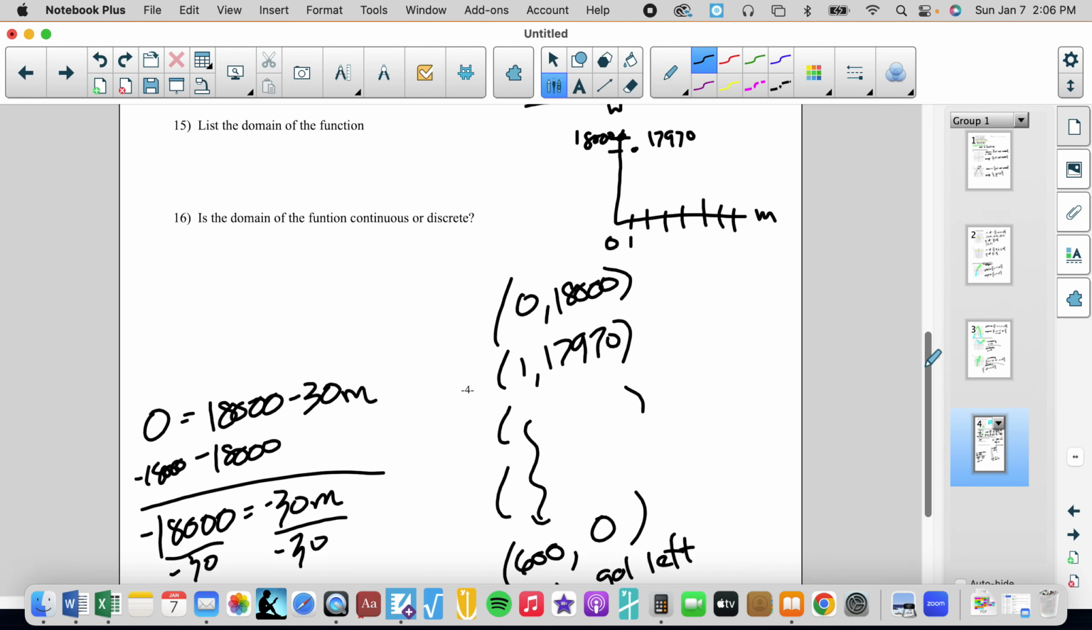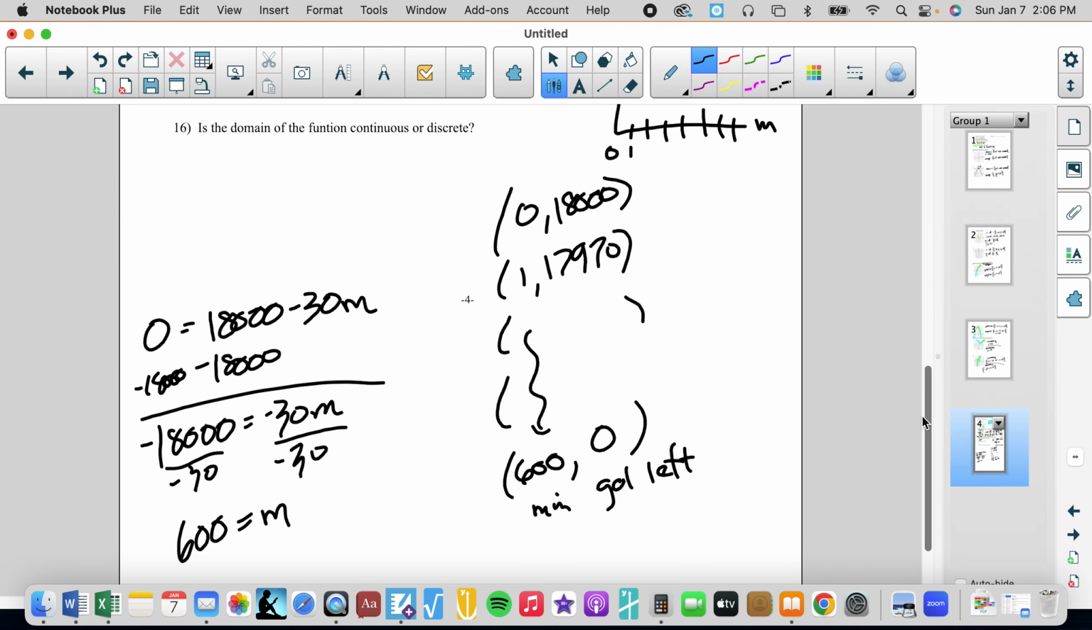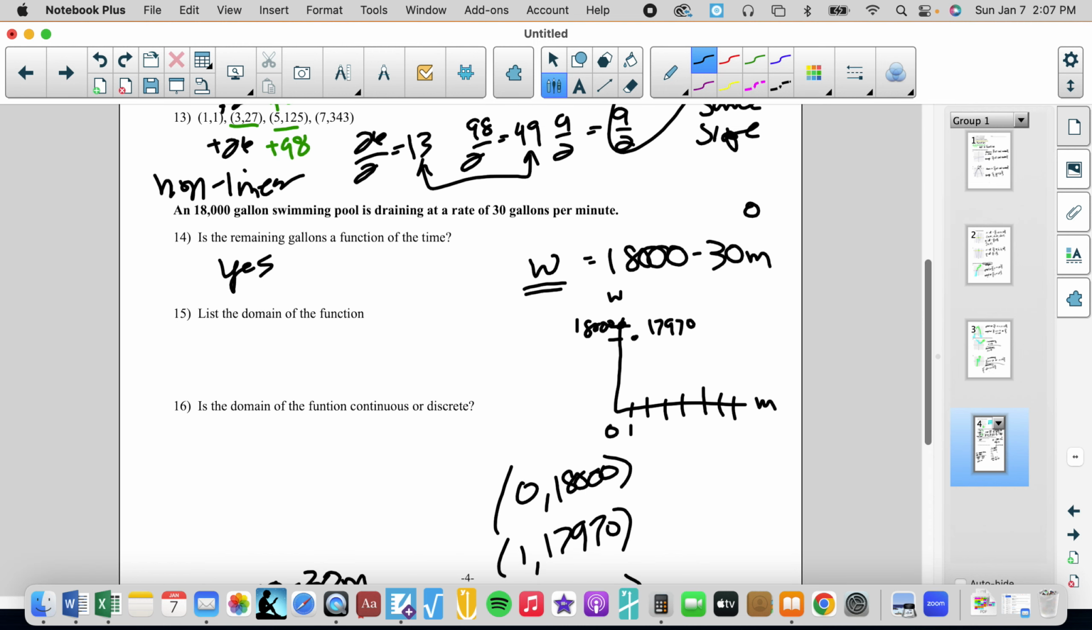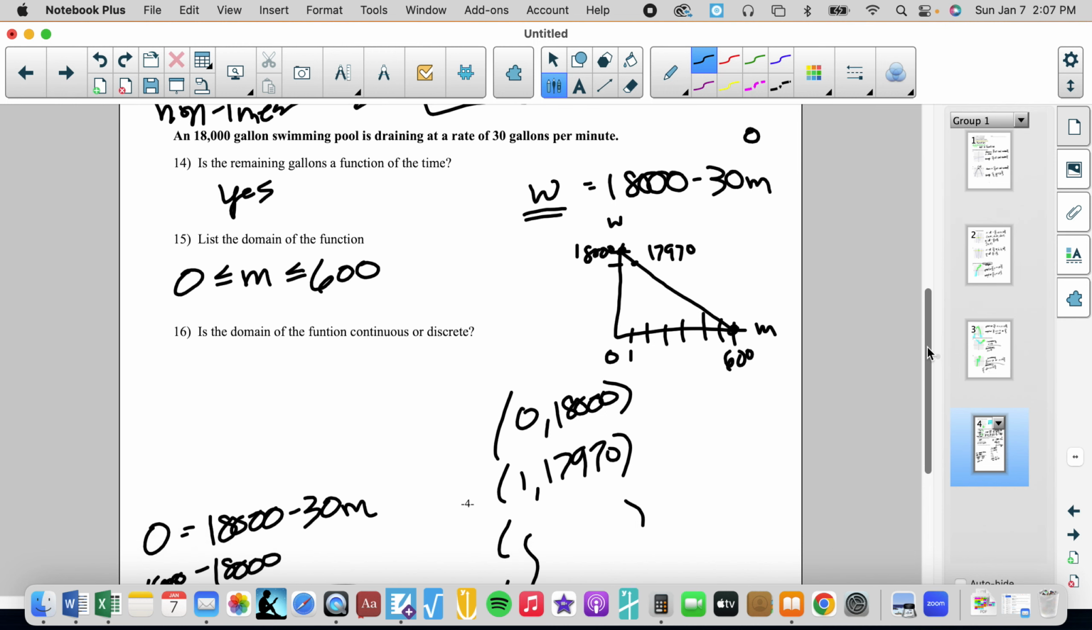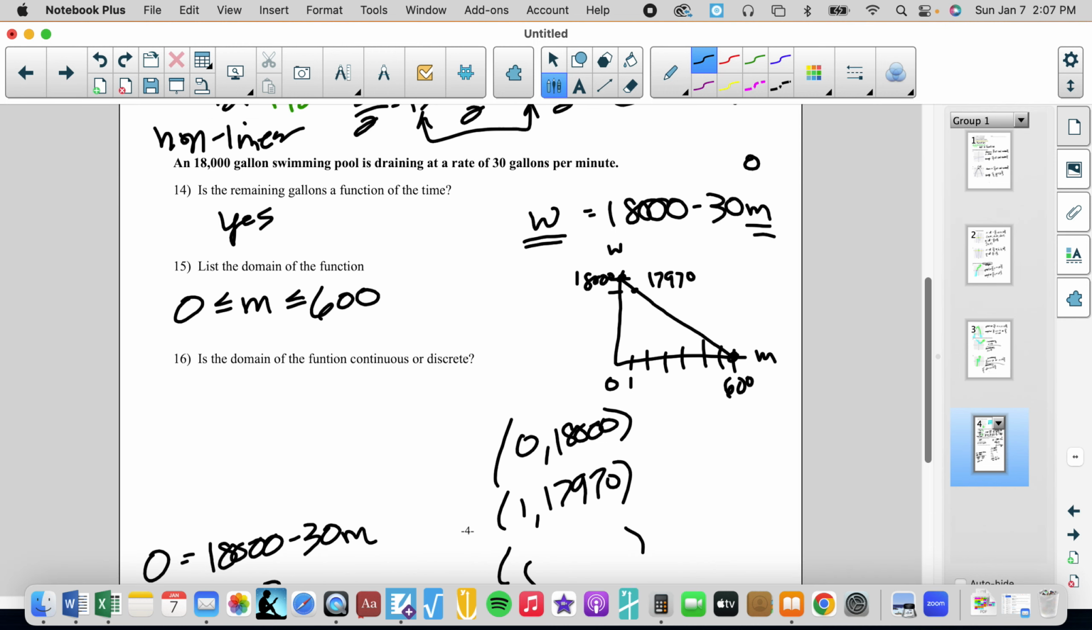So what is my domain? What are all my x values? My x values would go from 0 to 600. So to list the domain, you would say 0 is less than or equal to m, which is less than or equal to 600. And we would use equal signs because we can be at 0 and we can be at 600. And we use the variable m or t or whatever you use for your variable here.